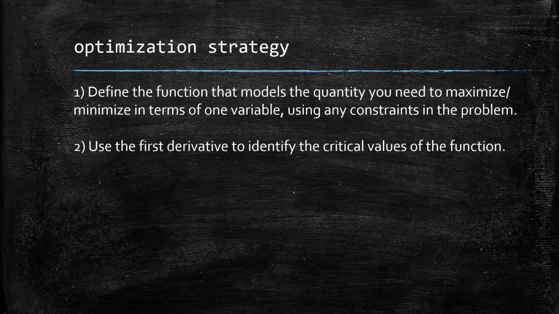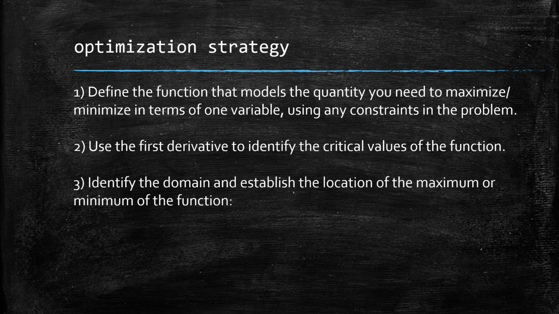The next step is to use the first derivative to identify the critical values of the function, because this is where we know that possibly the max or mins will be, maybe not the absolute max or mins, but possibly those are the candidates. So step 3 is to identify the domain of the problem and establish the location of the max or min of the function.